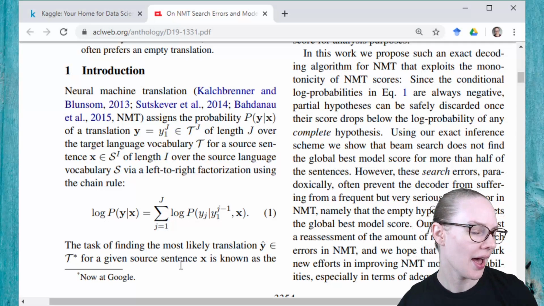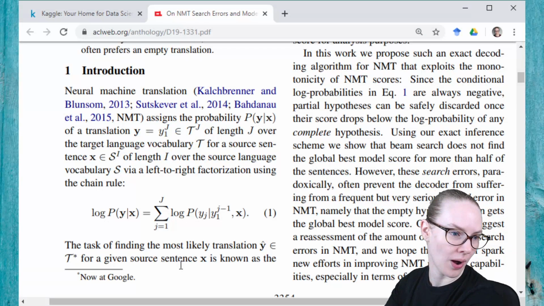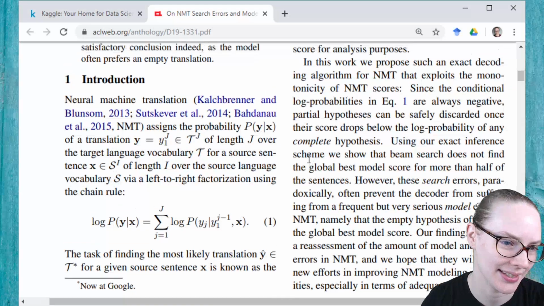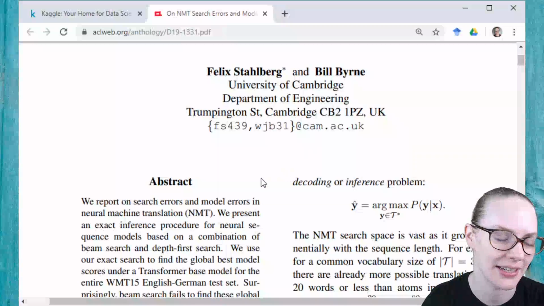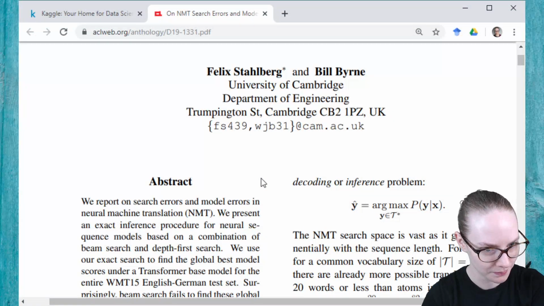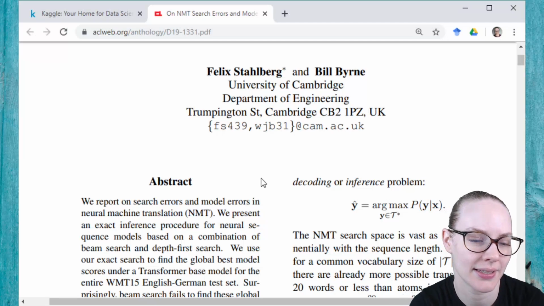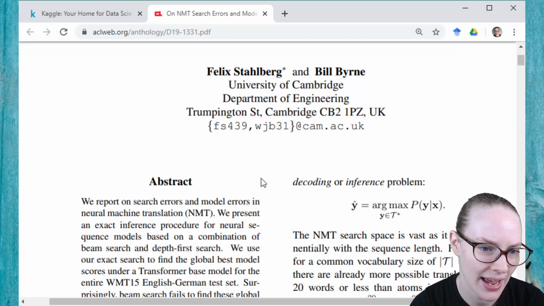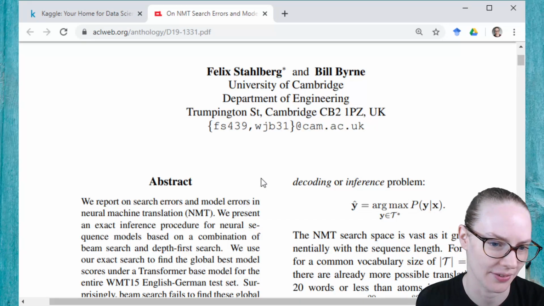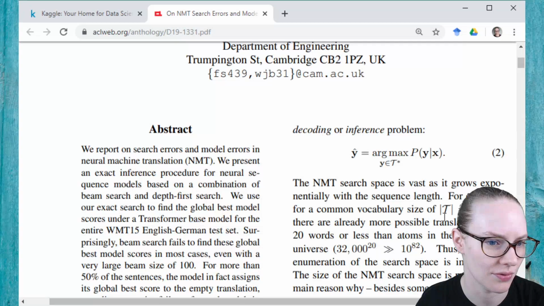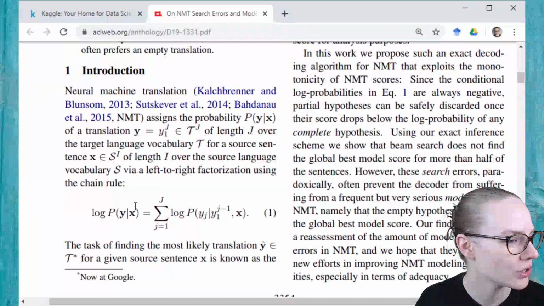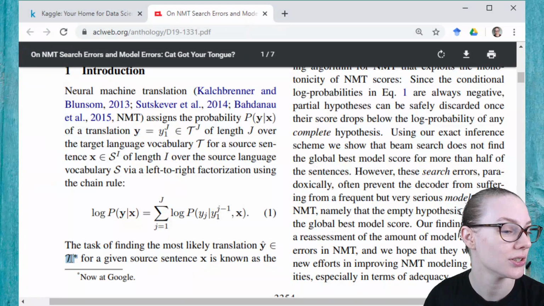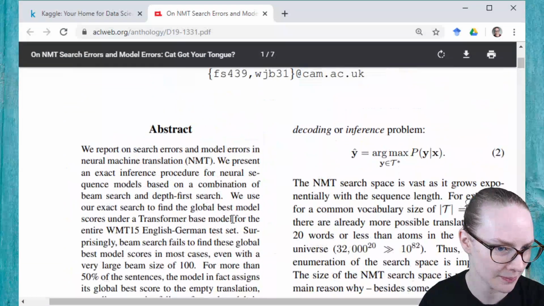All right. The task of finding the most likely translation y hat in the set of big T star for a given source sentence x is known as the decoding or inference problem. Y hat is the argmax of P of y given x for y in the set of T star, where I believe T is the vocabulary and star is all of the translations. Okay, so all of the possible translations.